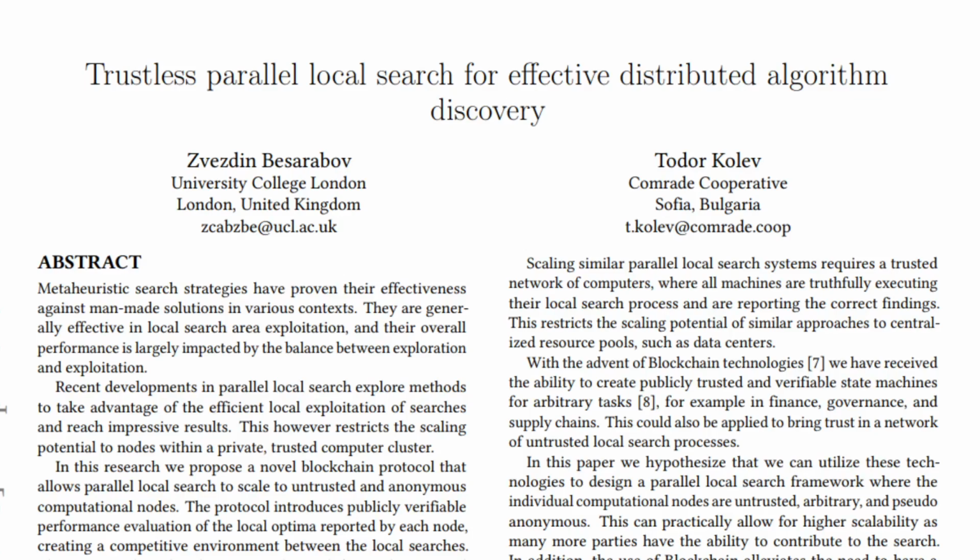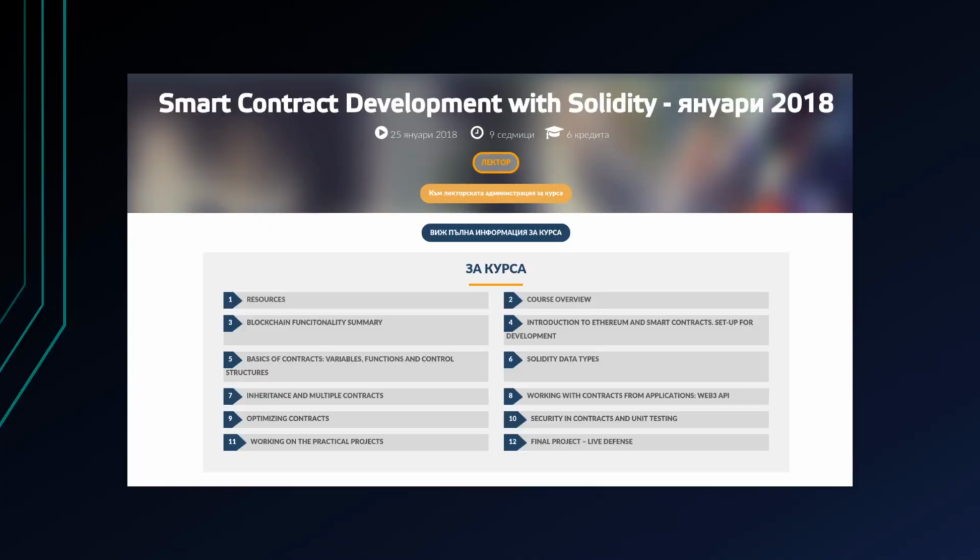Okay, so what about my background in this topic? Well, I've been working with blockchain for the past about 4 years or so. I've been working on a couple of research projects in this area. Most importantly, I was designing a blockchain network for distributed machine learning, and back in 2017, I created a university course back in Bulgaria, my home country, on the topic of smart contract development. That was a 3-month course from January to March 2018, and it had about 200 students, which I was very happy to have.